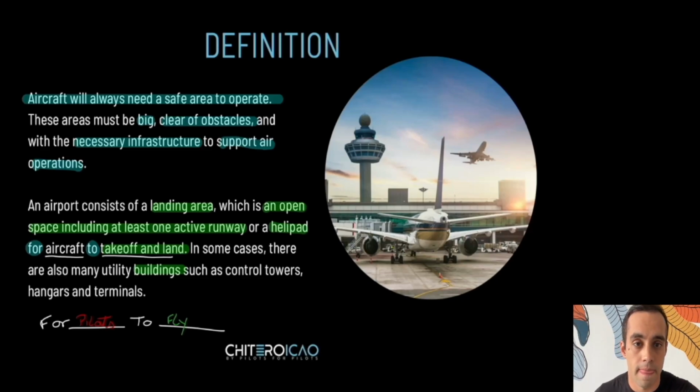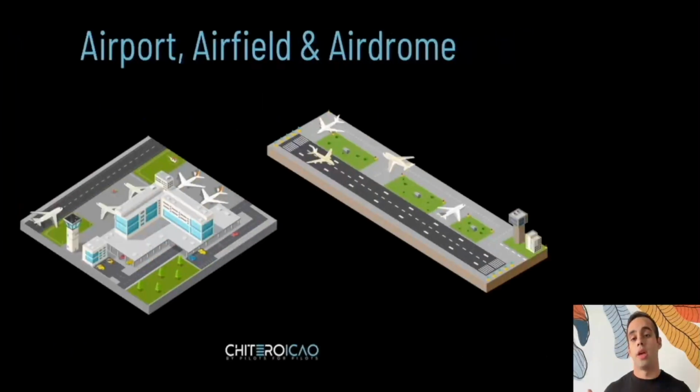All right. Let me open up everything here. So an airport is an area that is big, clear of obstacles, and with all the necessary infrastructure. We have many different types of airports. We have international airports, regional airports, domestic airports, and we also have the simpler ones, which are the airfield and airdrome. They used to have a question about this in the tests.